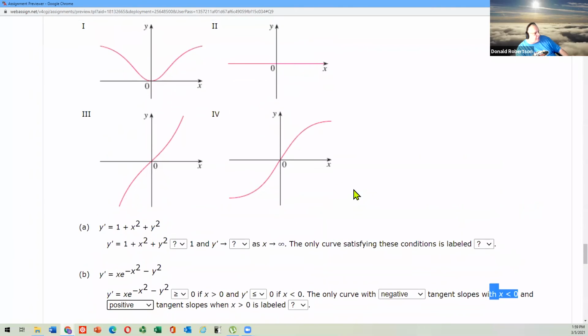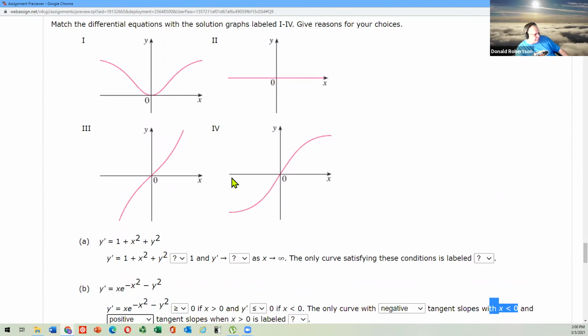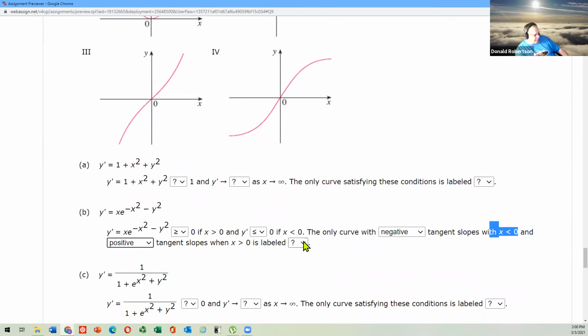So let's see what picture. It has to be positive when x is positive and downhill when x is negative. Positive, positive, positive, positive, everybody's 0. The only one that is coming downhill, negative slopes when x is negative, and then positive going uphill when x is positive, is picture number 1. And that's how I decided that it was 1.